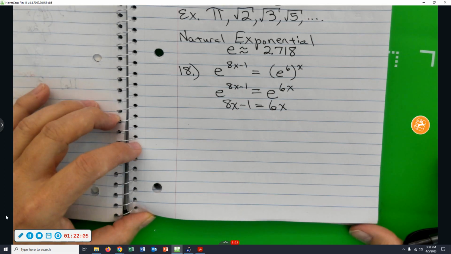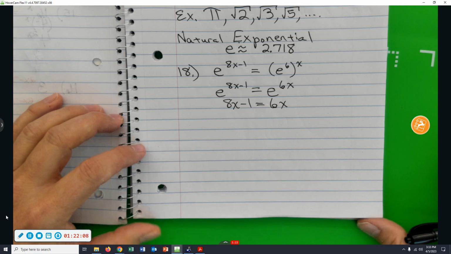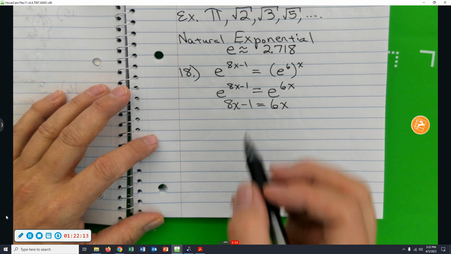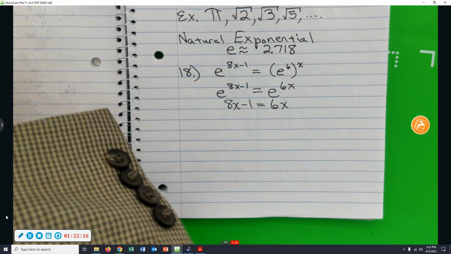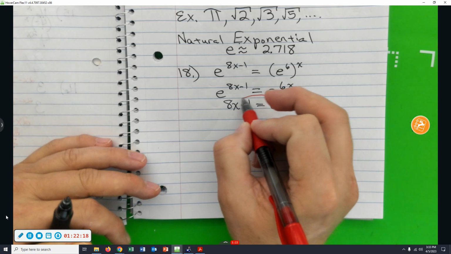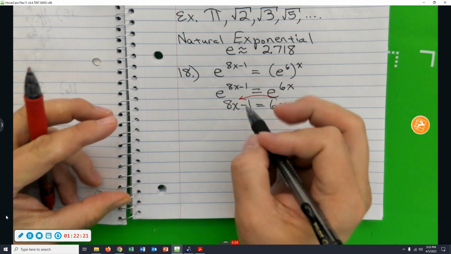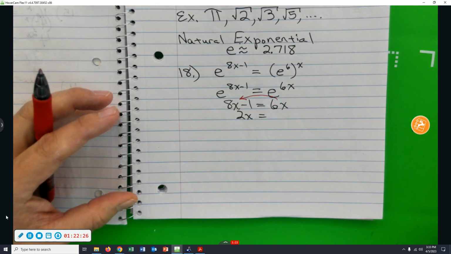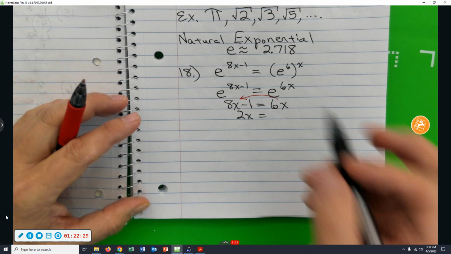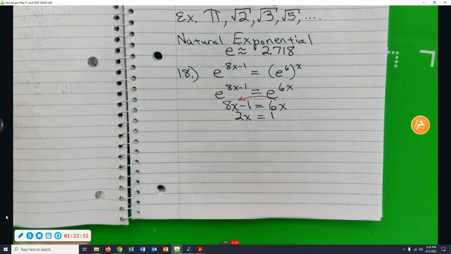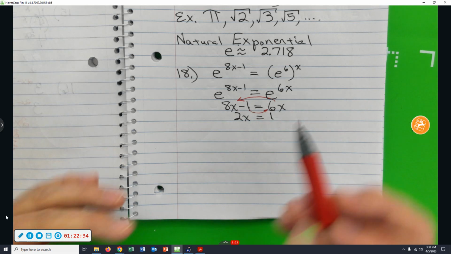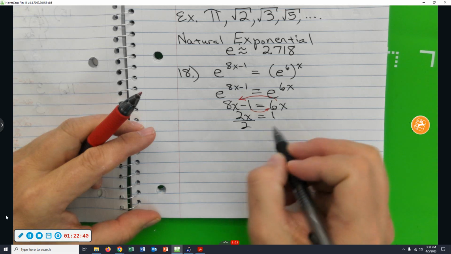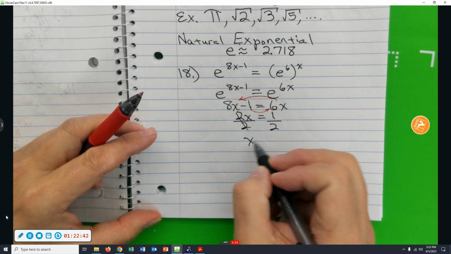Now what do you want to do? Minus 6x. Okay, I like that. Well, minus the 6x. 8x minus 6x is going to give me 2x. Okay, what are we going to do with that minus 1? We have a 2x over here on the left side. Okay, I agree. Move the minus 1 over. That became a positive 1. So we have 2x equals 1. Divide by 2 to give us x equals 1/2.